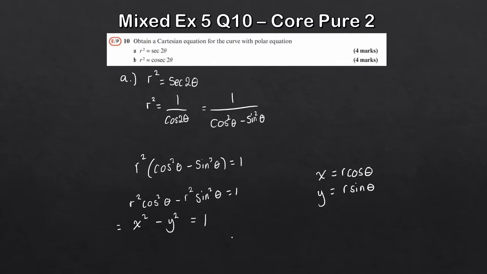And then you can write this in whichever way you want. You could give your answer like that. It's technically a Cartesian equation. If I put it in terms of y squared though, y squared is equal to x squared minus 1. And you could write that as y equals the square root of x squared minus 1 if you want. Completely up to you. But that's part A. So let's take a look at part B here. Again, it should be a pretty similar argument.